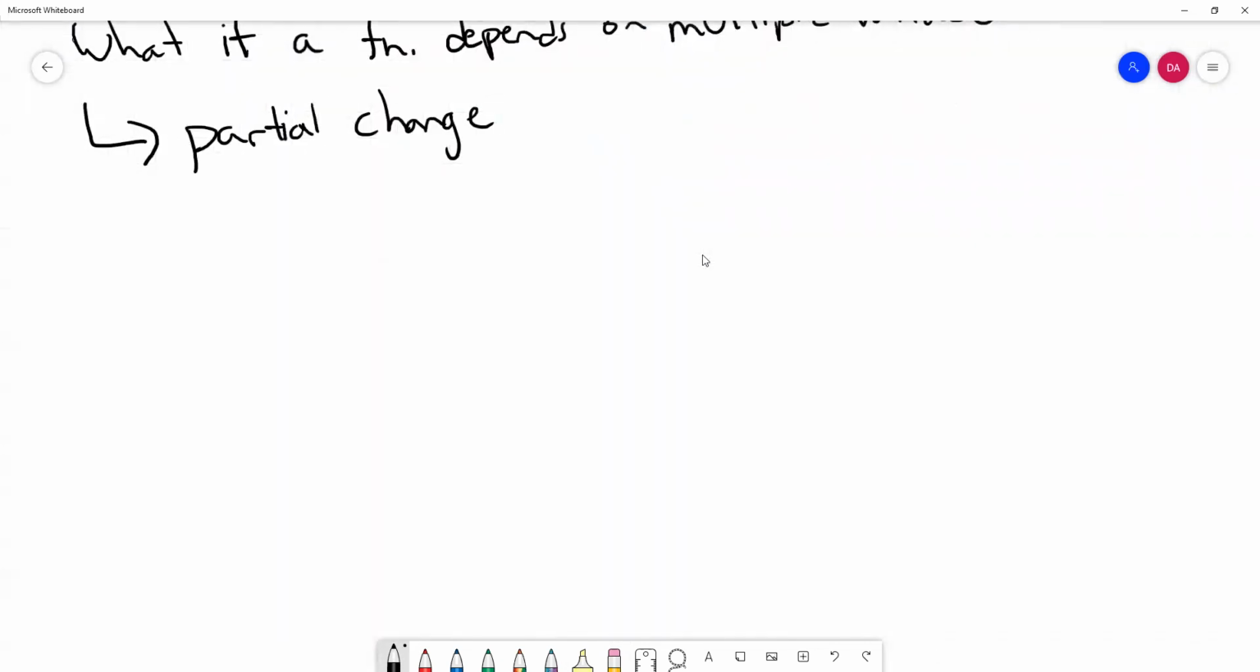Now, a partial change is what happens to a function when only one variable changes and all others are kept constant. Let me just write down this definition here. Only one variable changes, and all others are kept constant.